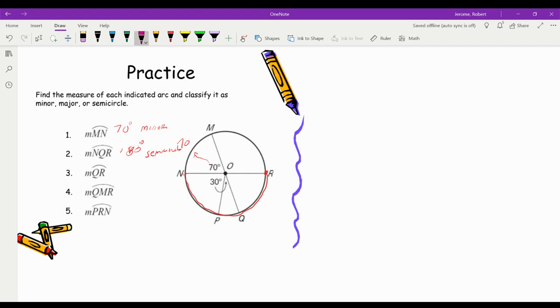Let's look at QR. Just Q to R. Trace it back to the angle. And look at that. It comes from a vertical angle. So this 70 is the same as that 70. So QR is 70 degrees. Also a minor. So we have vertical angles inside that circle.